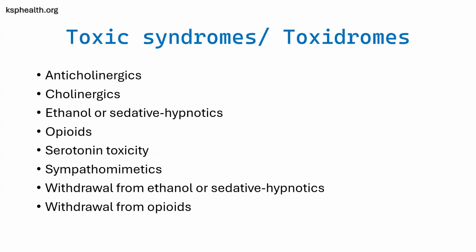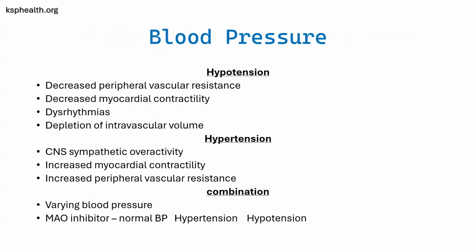Initial evaluations, we are going to talk about 8 different toxic syndromes or toxidromes: anticholinergics, cholinergics, ethanol or sedative hypnotics, opioids, serotonin toxicity, sympathomimetics, withdrawal from ethanol or sedative hypnotics, and withdrawal from opioids. Some of them are familiar to you, some of them talked about during school years and also during training. Here we wanted to bring comprehensively all 8 syndromes and we will discuss it in detail.